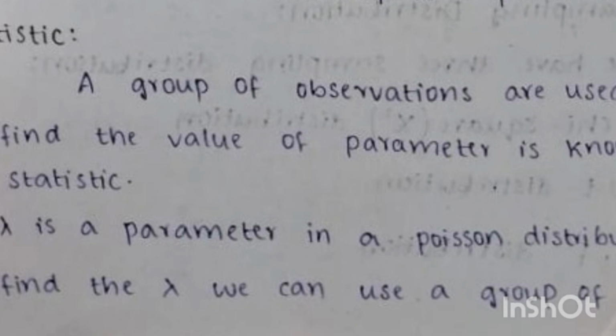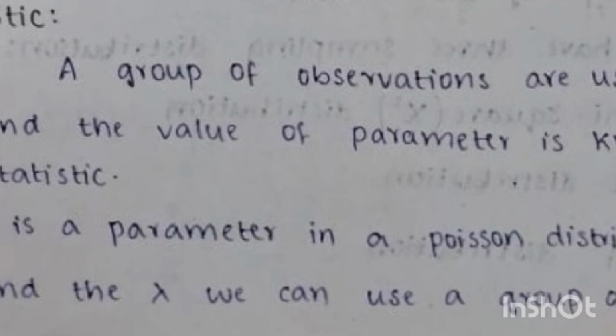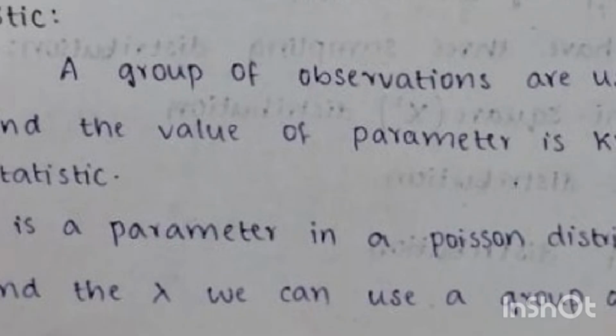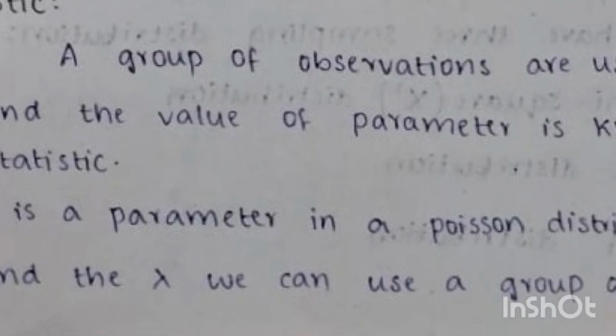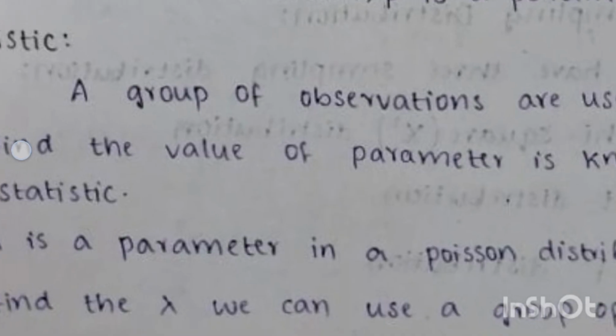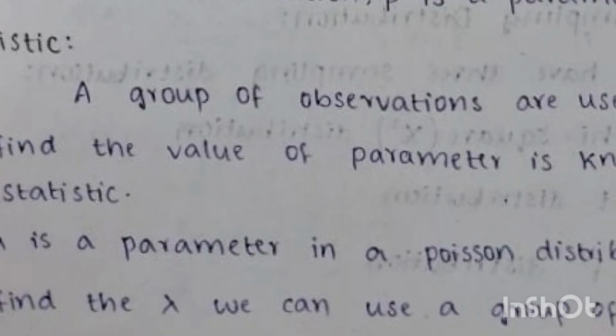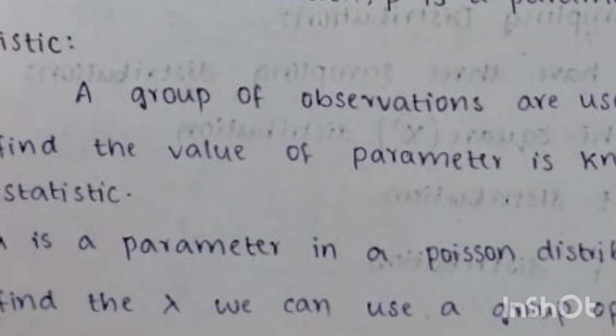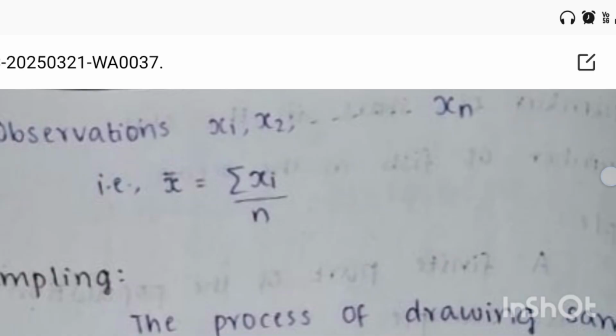In the Poisson distribution, consider this example. Lambda is the parameter of the Poisson distribution. To find the value of lambda, we can use a group of observations x1, x2, x3 and so on up to xn. The mean of these gives the value of the parameter lambda, that is x bar equals summation xi divided by n.